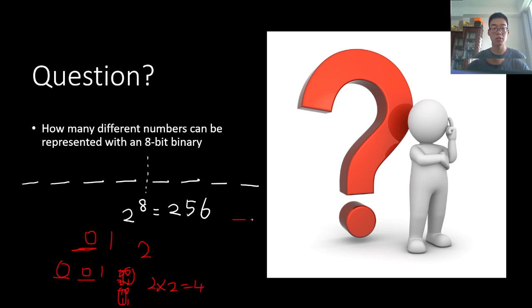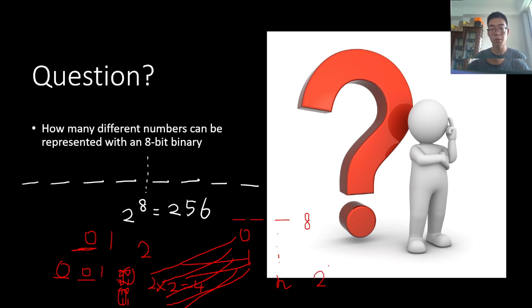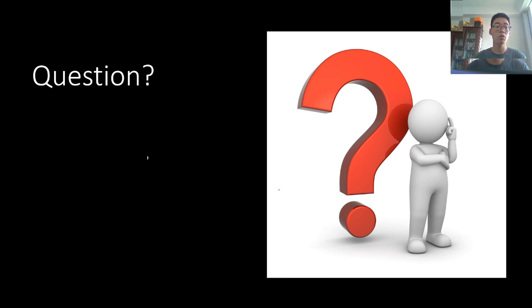So what about 3 digits? When we have 3 digits, each 0 can make a unique combination with those we have done previously, and each 1 can too. So the number will double again, which is 8. Suppose we have n digits, the number of different unique representations will be 2 to the power of n. So for 8-bit binary, it will be 2 to the power of 8, which is 256. Okay, and the other question is, what is the largest value of an 8-bit integer?